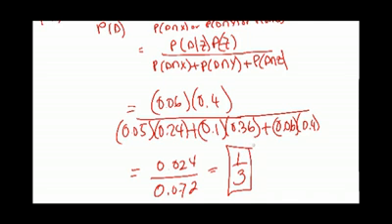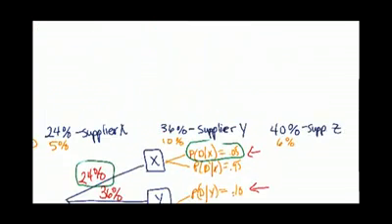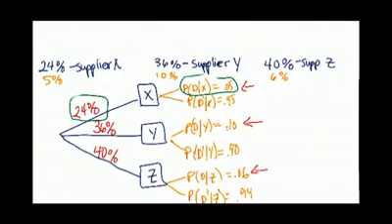Alright, hope that made sense. Again, how did I know it was a factor tree? Because there were different suppliers doing the same thing, and they were looking at the same defective rate, or whether we're talking about different banks and their approval rate, different schools and their acceptance rate, whatever it is, something that divvies up the information in that manner.